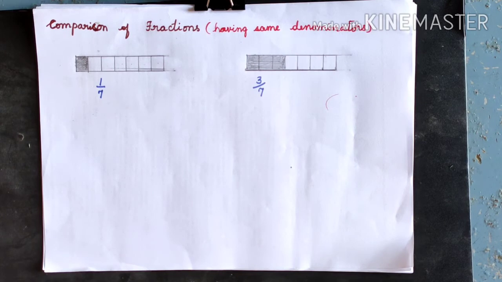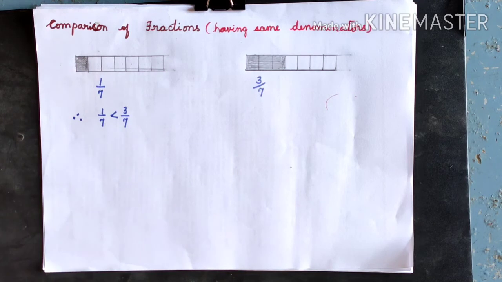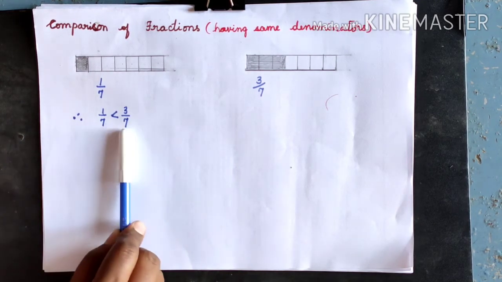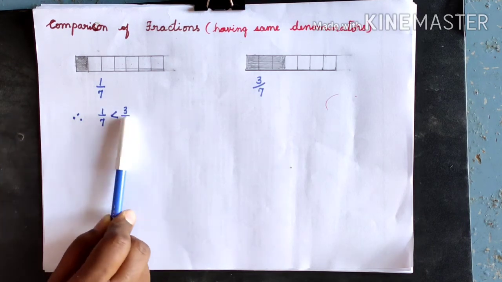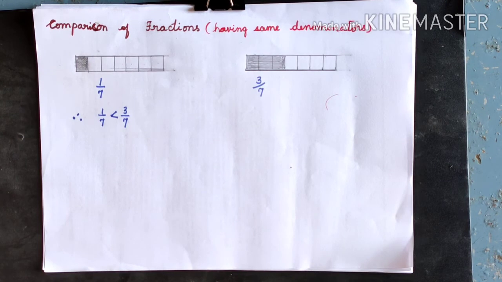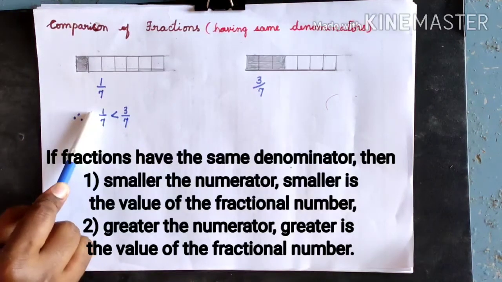Symbolically we write it like this. 1/7 is smaller than 3/7. So when the denominators are same, we can see the numerators and then we can compare the fractions. Smaller the numerator, smaller the fraction.